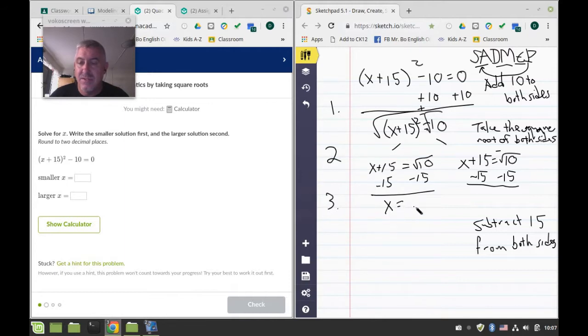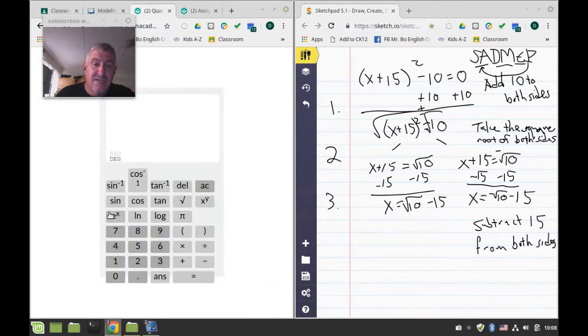So x is equal to square root of 10 minus 15, or x is equal to negative square root of 10 minus 15. I played around with Khan for a while because I really don't like to do estimation. But yeah, you can't put square roots inside Khan here. So we're going to have to take our calculator and square root. You'll see square root 10. Make sure we close the parentheses there. Minus 15.